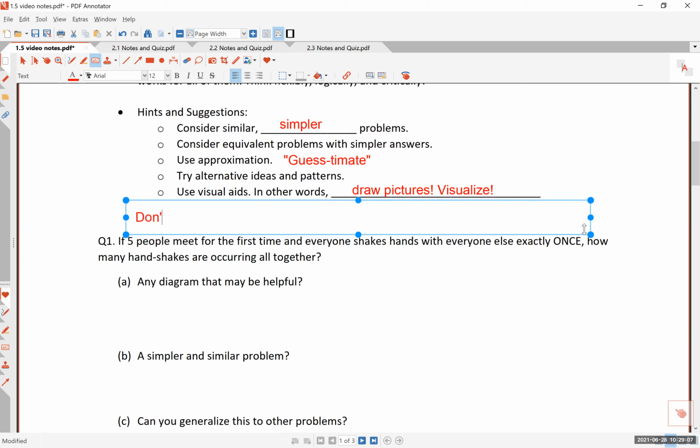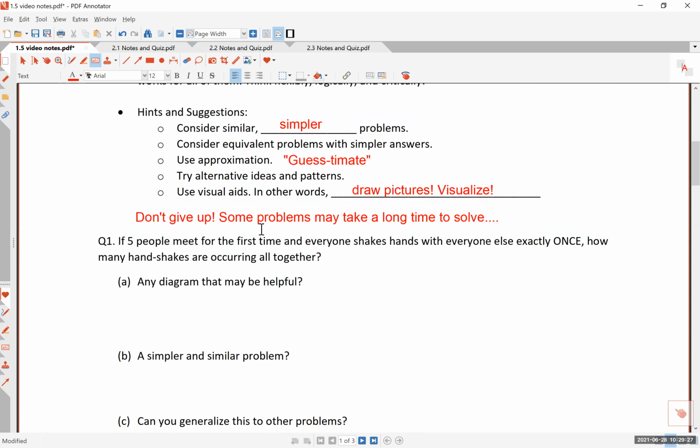All right. So the first thing I should tell you is just don't give up. It's okay to struggle for minutes, hours, and even days. Okay. Some problems may take a long time to solve. Maybe different approaches. And it's okay to leave the problem and do something else and come back to the problem. Okay.